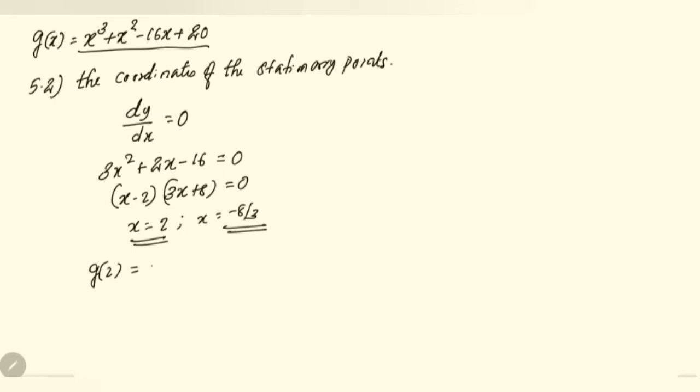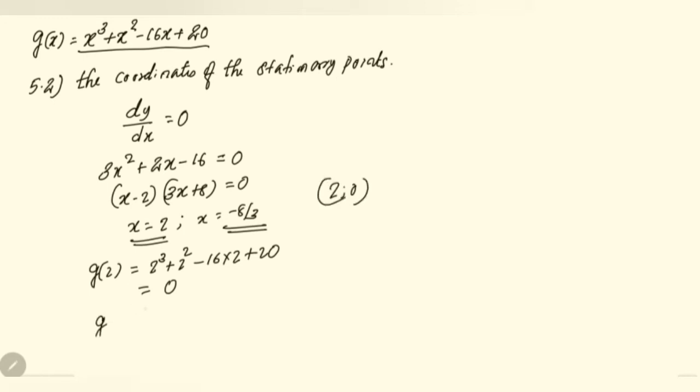So it's going to be 2 cube plus 2 square minus 16 times 2 plus 20. When you do this one, because when we tried with the trial and error method, we already did this one, it's going to be 0. So I got my first turning point is t 0.